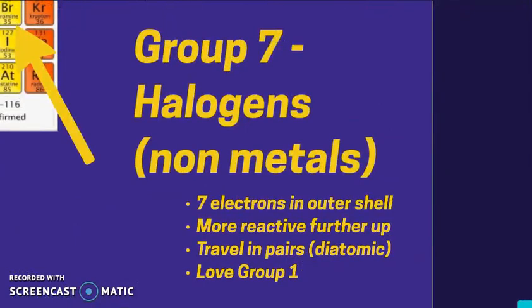Group 7 are known as the halogens. They are non-metals and they are more reactive the further up the group you go. So fluorine at the top is the most reactive.